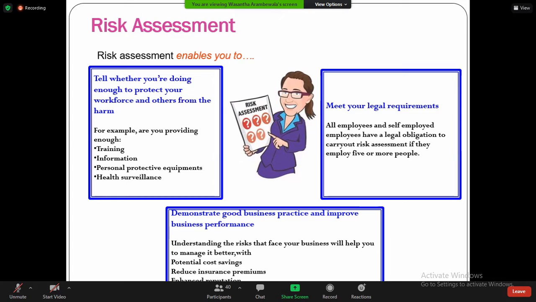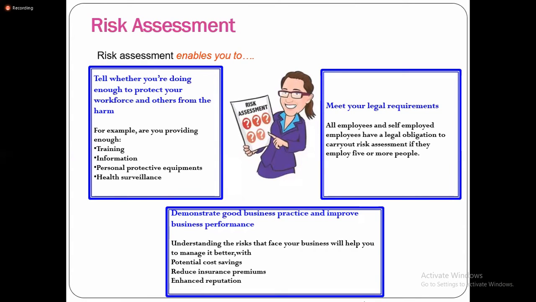The other one is to meet the legal requirements, especially as per the factory ordinance. It is our duty as an employer to provide a safe work environment for our employees to work in. In order to provide a safe work environment, we should identify the ways in which people can get harmed. That means we have to carry out risk assessment.